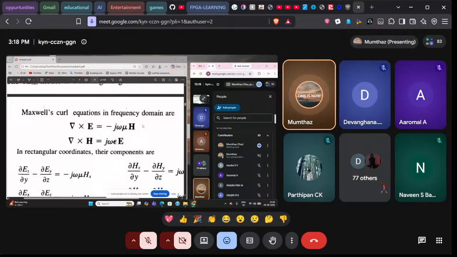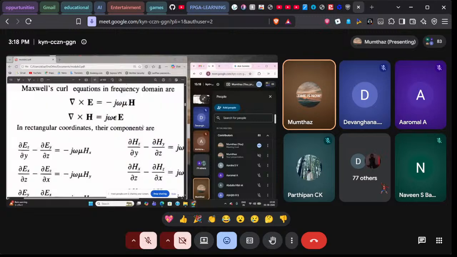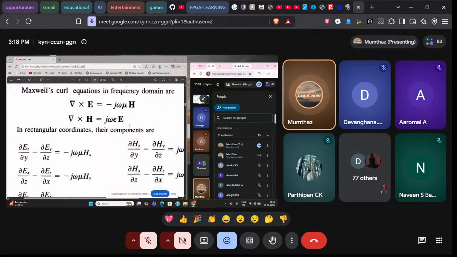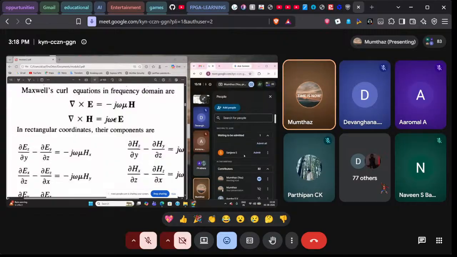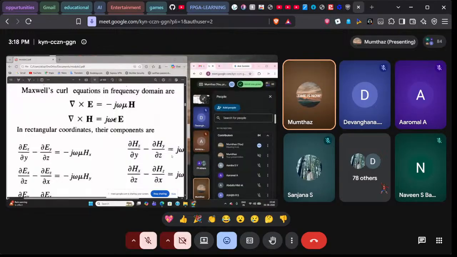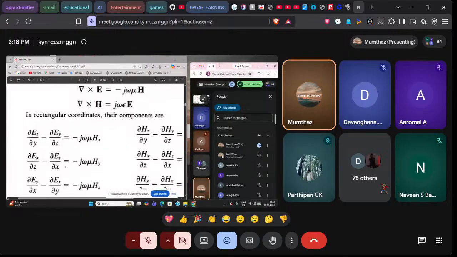For the derivation of the TE mode field equations, you first need to learn Maxwell's curl equations. The first is del cross E, which is equal to minus j omega mu H. The second is del cross H, which is equal to j omega epsilon E. And we have to expand these curl equations, so you will get these three equations in the Hx, Hy, and Hz form.